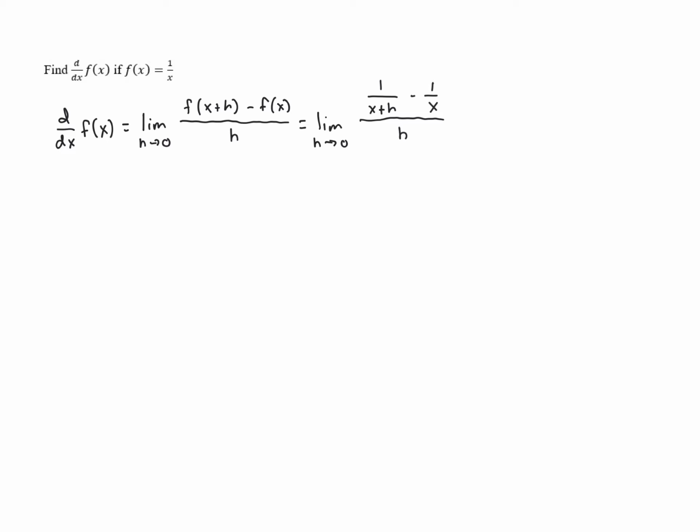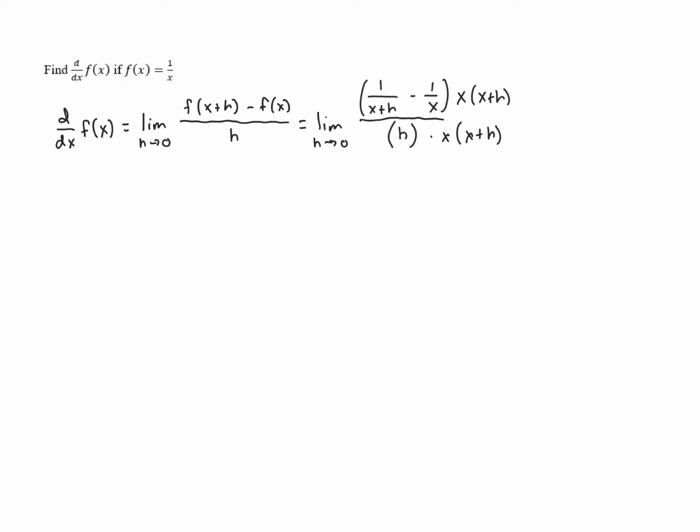Now again, we need a way to get rid of that h in the denominator. We need to simplify things. And when we have a complex fraction like this, the way that we generally simplify things is by taking the top and the bottom and multiplying by the least common denominator of the smaller fractions. In this case, the LCD is x times x plus h, because those are the denominators in the smaller fractions.